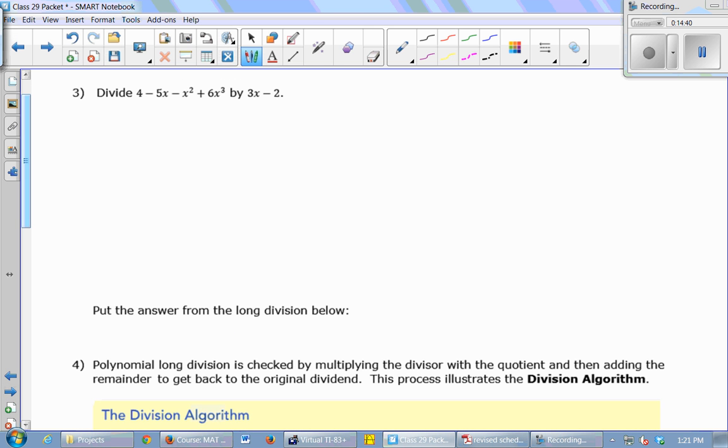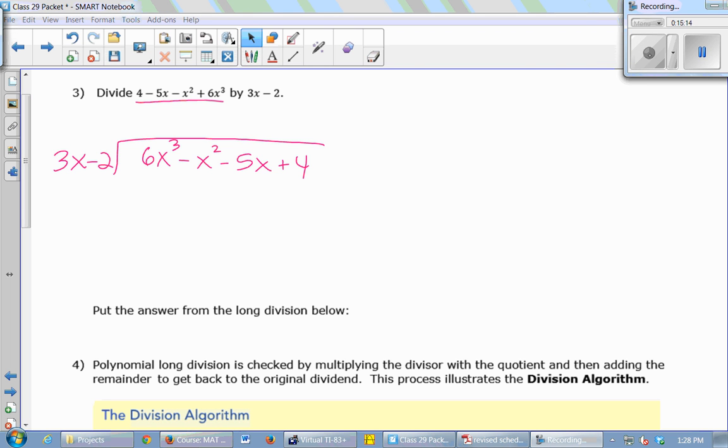All right, so I'm going to have you try one. I'm just going to give you one little hint. Well, actually, I already told you this, so I shouldn't have to tell you again, but I'm going to. Rewrite these in descending powers of x. So this is going to be 6x cubed minus x squared minus 5x plus 4 divided by 3x minus 2. So you now have a cubic. This would be difficult to factor. So we're going to use division to find another factor.